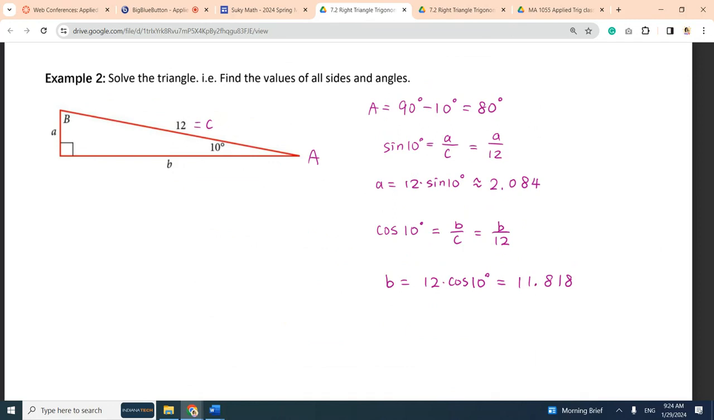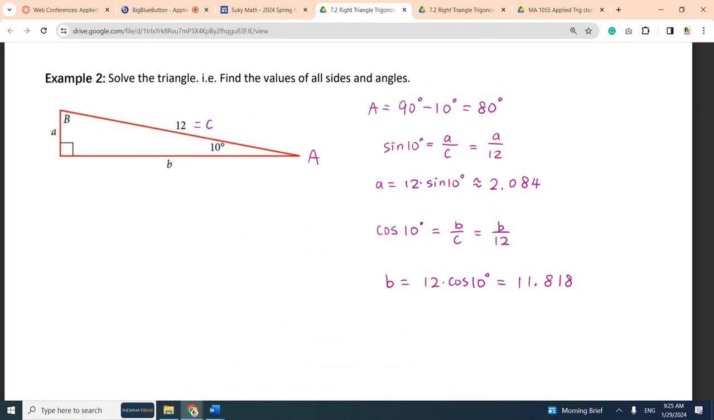And we know angle A is 10 degrees. Oh, my bad. See, typo. Then my angle B is 90 degrees minus 10 degrees, which is 80 degrees. Okay, everybody? So that's angle B. And then we focus on angle A.